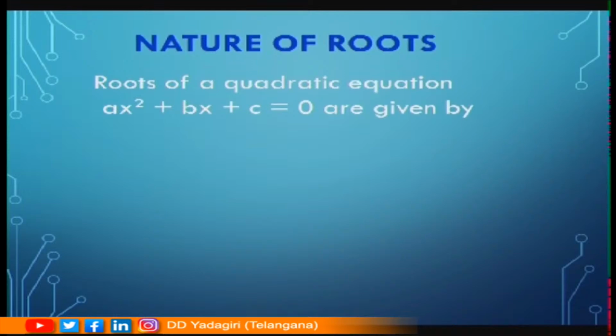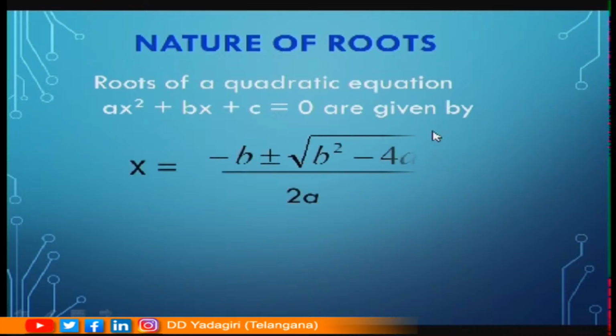Now, I hope you understood how we relate the daily life situations to quadratic equations. Now, let us learn how to find the nature of roots. Roots of a quadratic equation ax square plus bx plus c are given by x is equal to minus b plus or minus under root b square minus 4ac by 2a. This is what you have just learnt as quadratic formula.